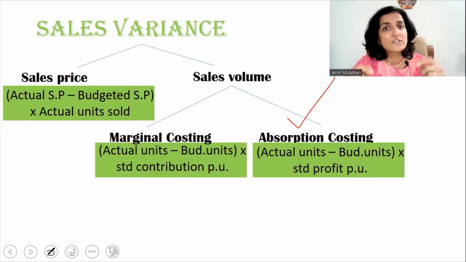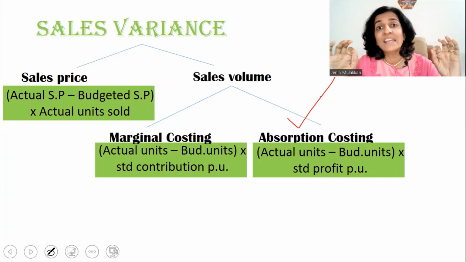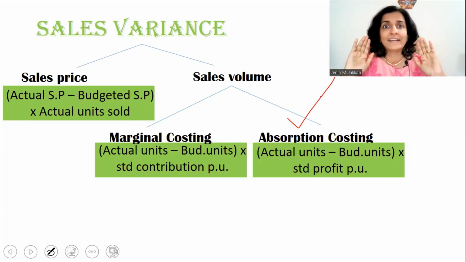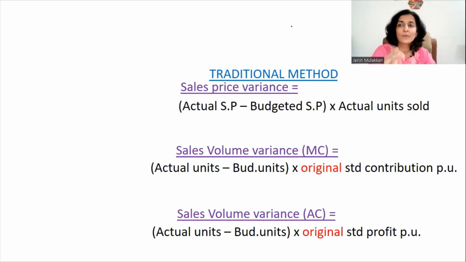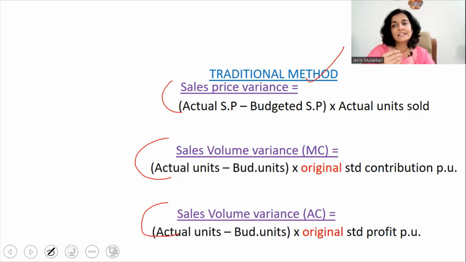Any doubts regarding this topic, I request you to refer to those two videos that I had mentioned in the beginning of the video for you to watch before attending this class. So this was a traditional method of calculating the sales variances. So I have copied the three formulas under the traditional method, that's the sales price variance, the sales volume variance under the marginal costing method, and the sales volume variance under the absorption costing method, into the new slide.